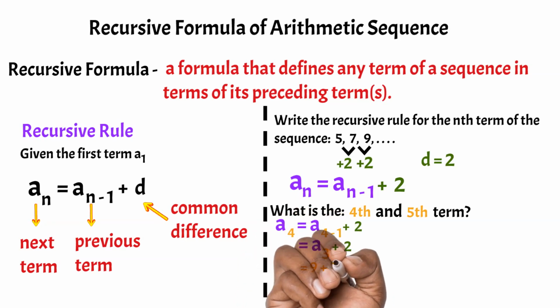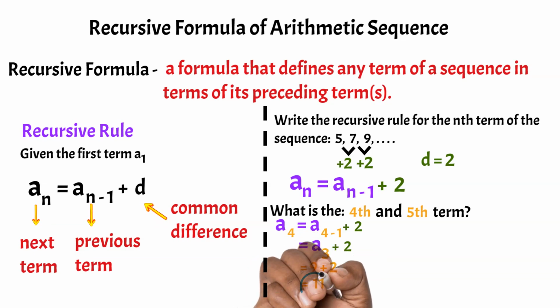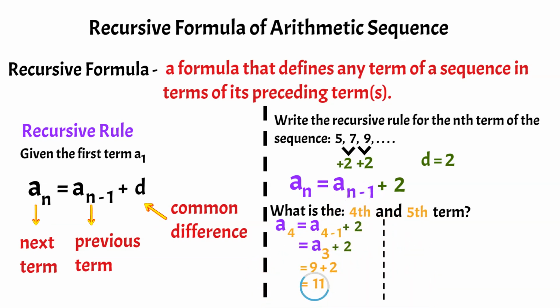Now we subtract 4 minus 1 and we get 3. We know a sub 3 is our third term, which is 9. Therefore we add 9 and 2 and our fourth term is 11. Now pause the video and work through the fifth term.